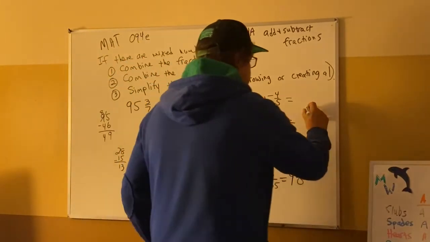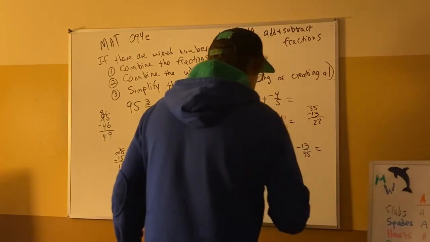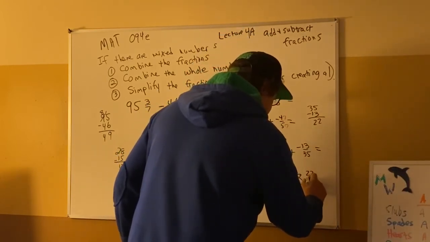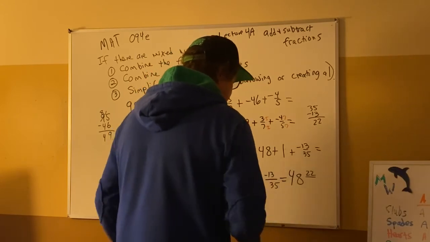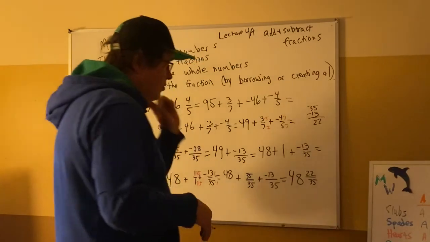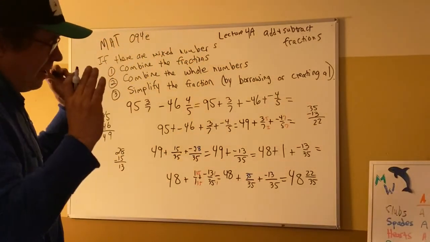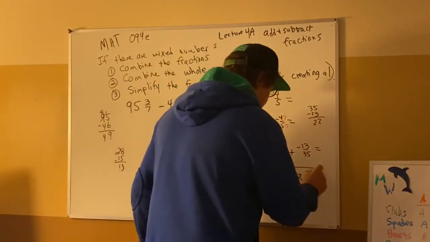35 minus 13. Okay, no borrowing there. 2 and 2. Both positive, right? It's going to be positive because the 35 will definitely be bigger in size than the 13. 35, the small number is 22. I try to divide by 1. I try to divide by 22, 11, 2. None of them divide into 35. And that is our answer.